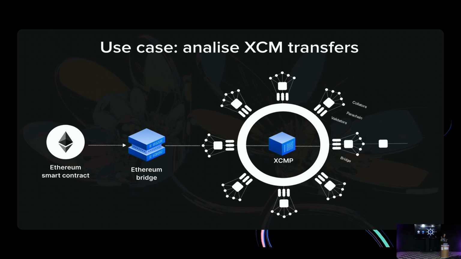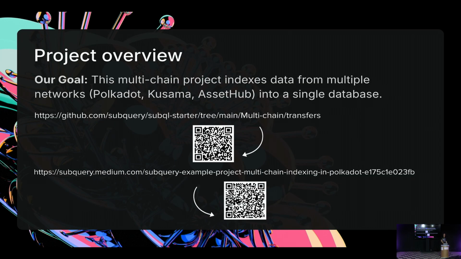Some of the use cases you may think of are, for instance, cross-chain messages coming from a parachain to a smart contract residing on another parachain, which is EVM compatible. Again, you would have this problem, a minimum of 2 indexers that you would need to work with, and that's something that we wanted to help with. And this is a project that we will look at in a second. So this is a multi-chain project indexing data from Polkadot, Kusama, and Asset Hub into a single database.